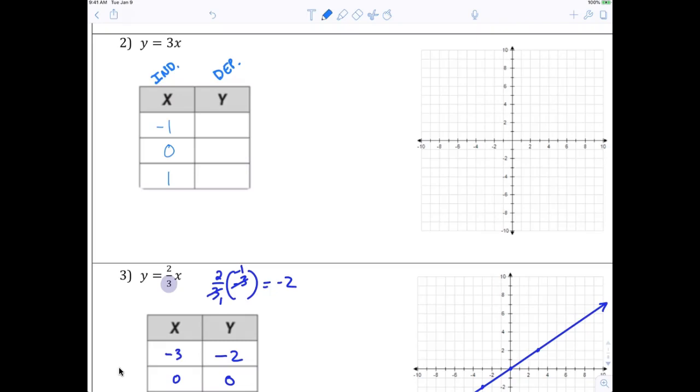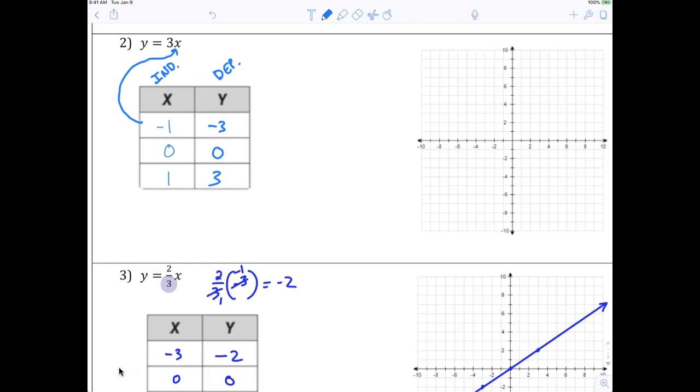So all we're doing is taking this -1 and plugging it in for X. If I plug -1 in for X, what's the Y value? Good job, -3. Any issues with that? Now we're going to plug in 0. What happens when I plug in 0? I get 0. Now when I plug in 1, I get what? 3. Good job. Does anybody have any issues with that?